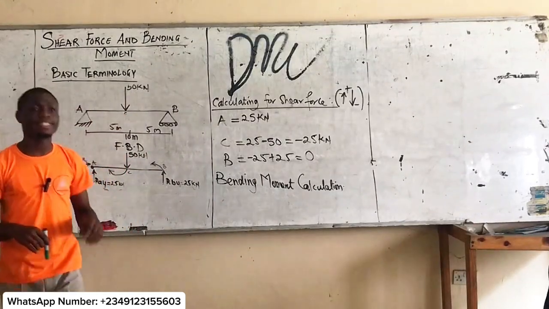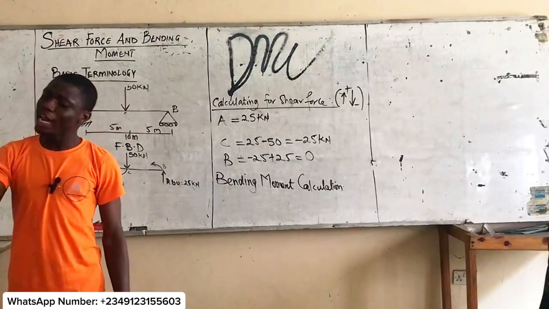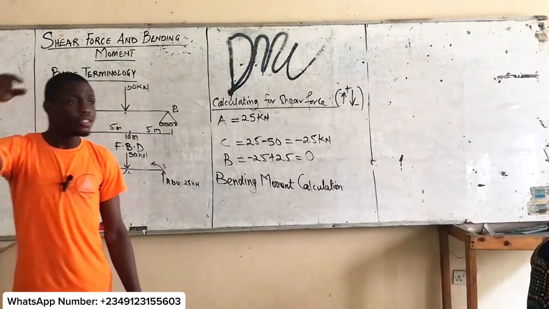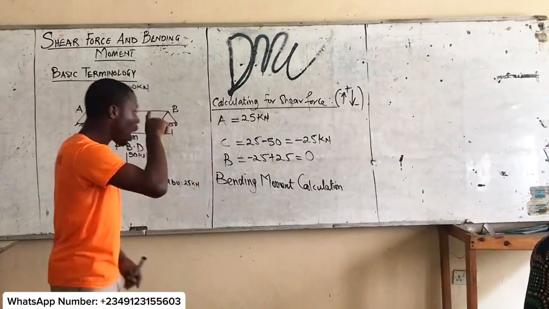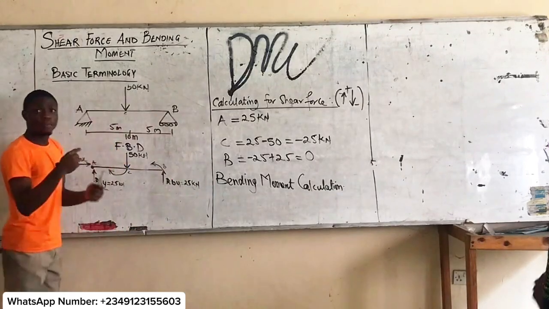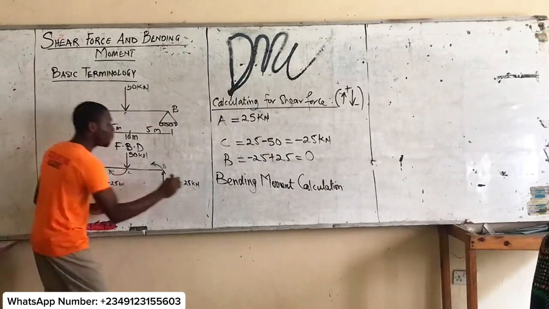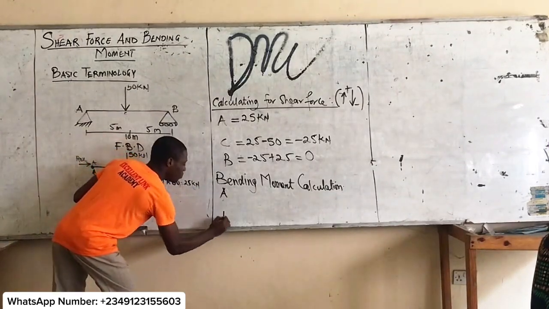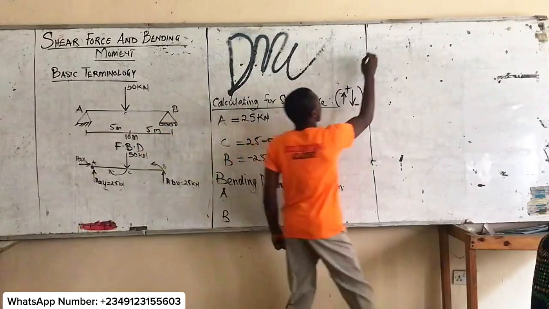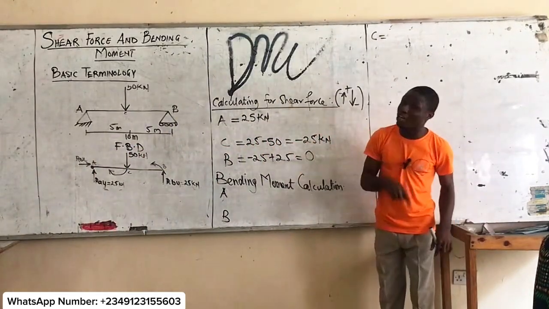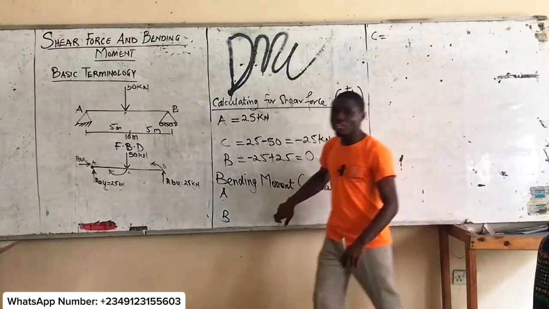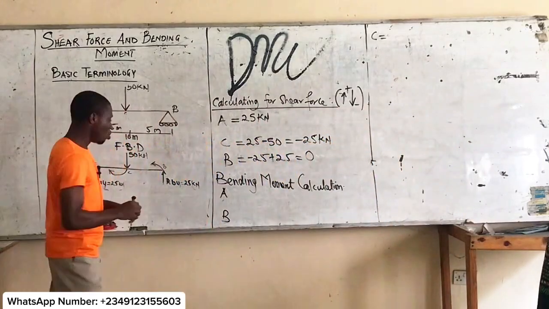Now look up. For bending moment, at any point you are taking moment as 0. So how many points here? Three points: point A, point B, and point C. Look up. For this one, you don't repeat values. Listen, please.